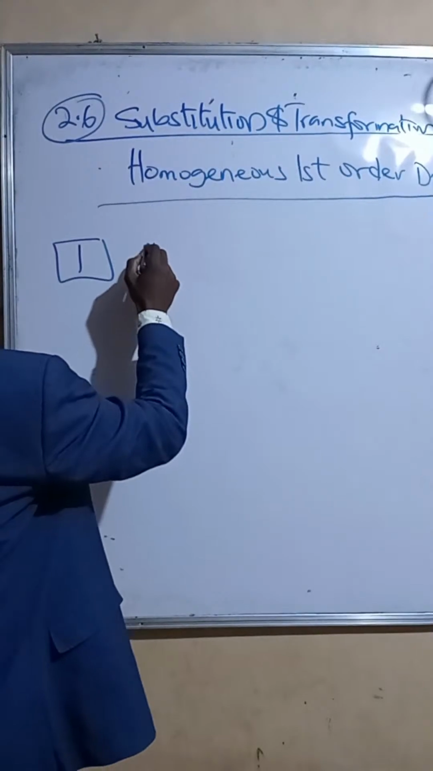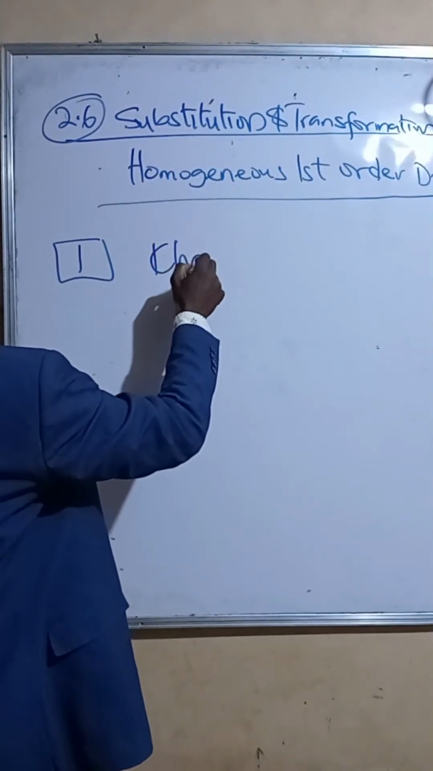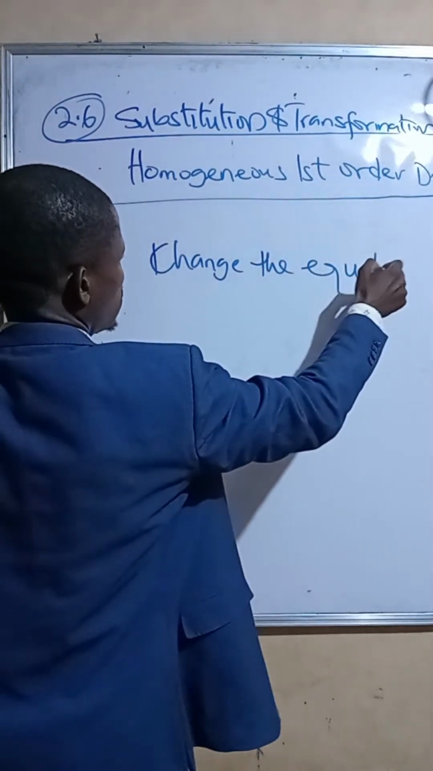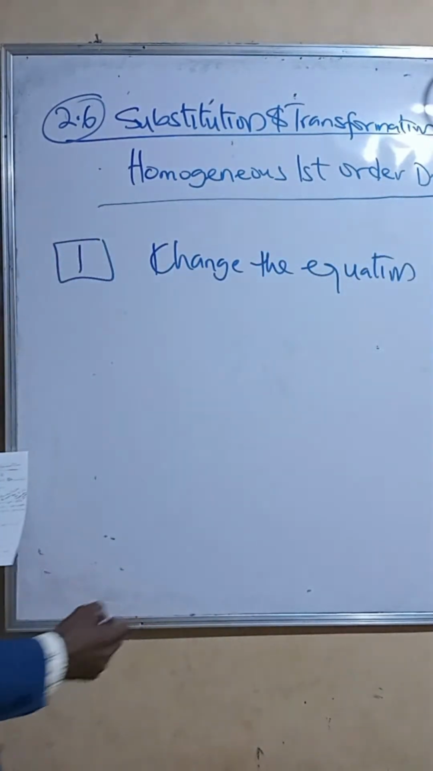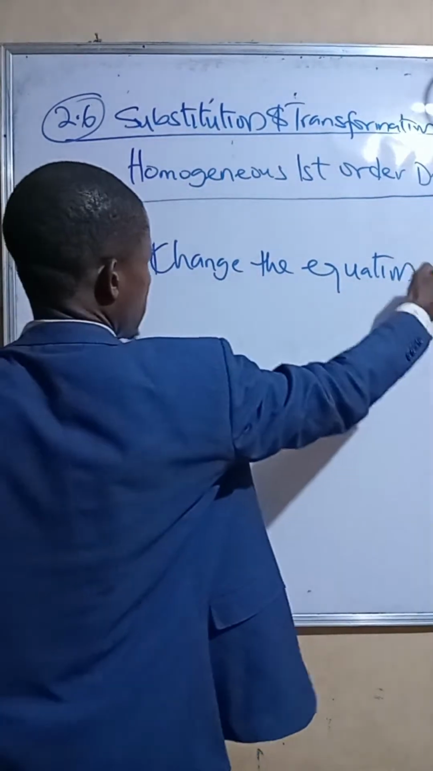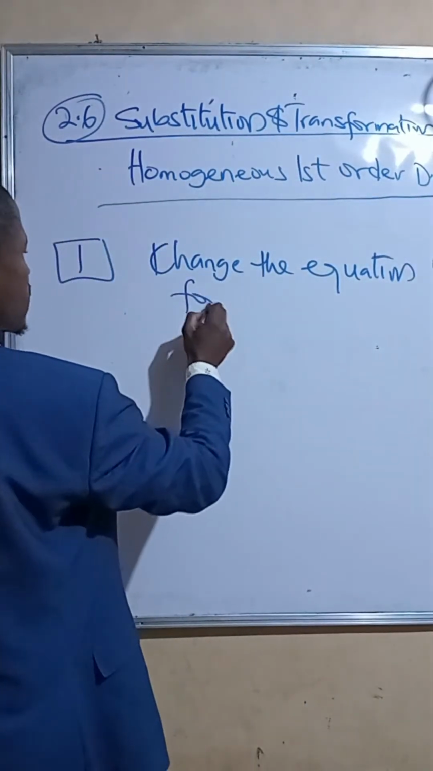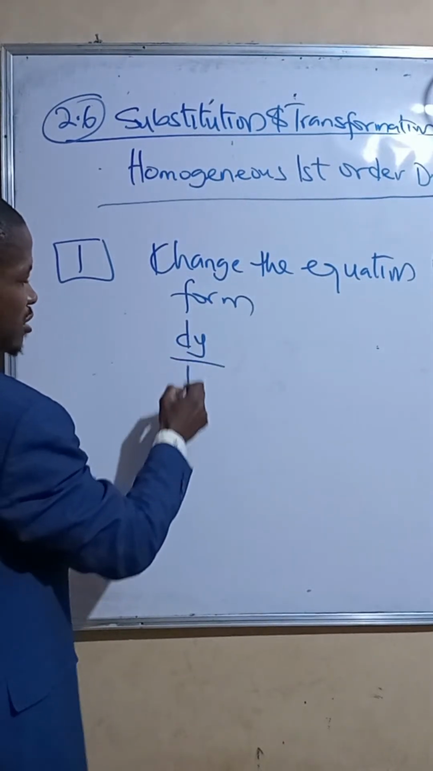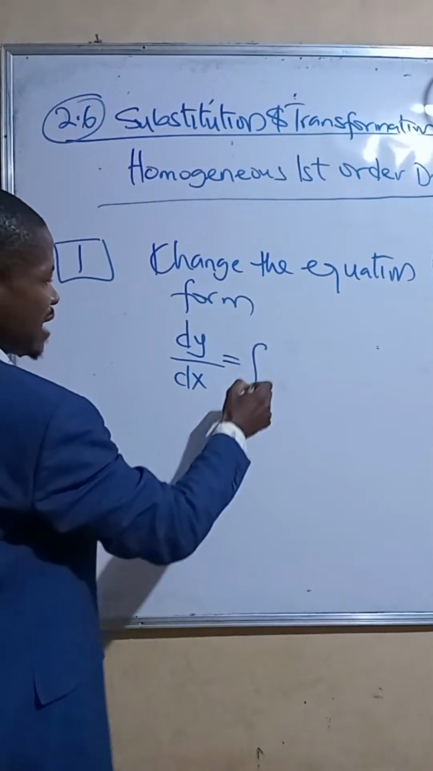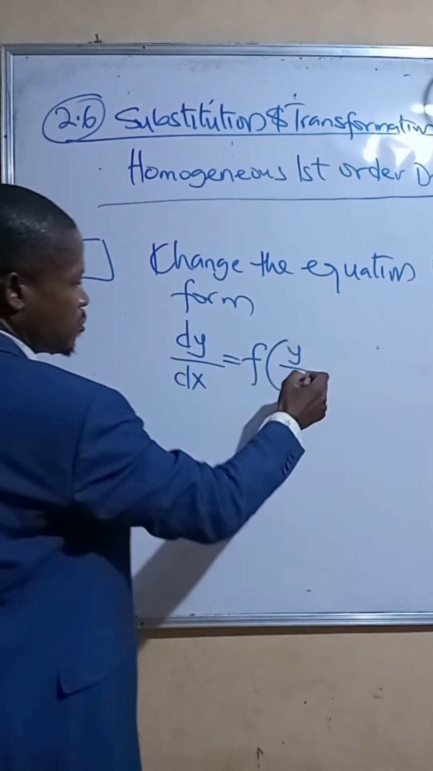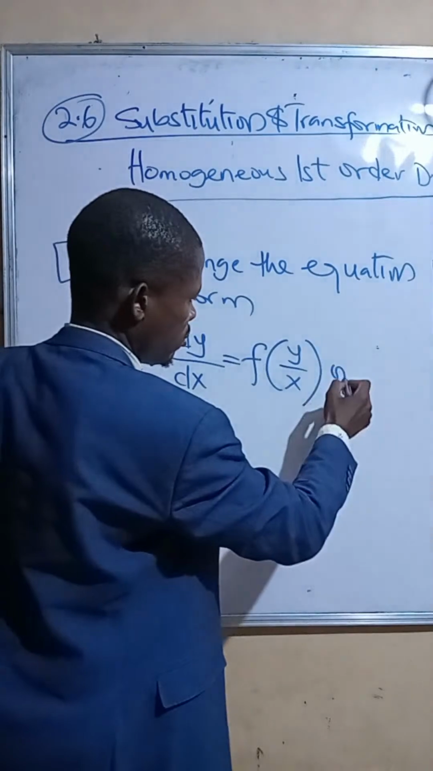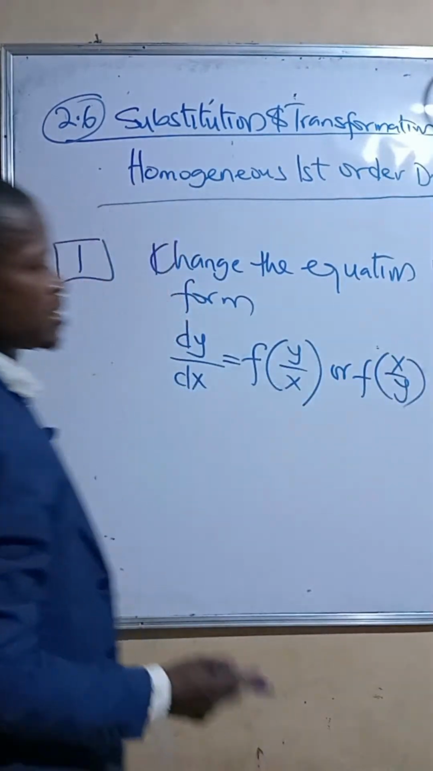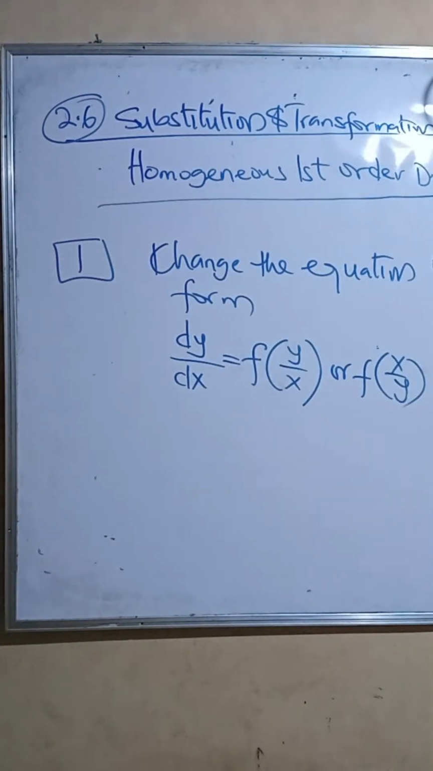Change the equation. Change your differential equation to this form: dy/dx equals f as a function of y over x, or f as a function of x over y. Okay, so that's what you do.